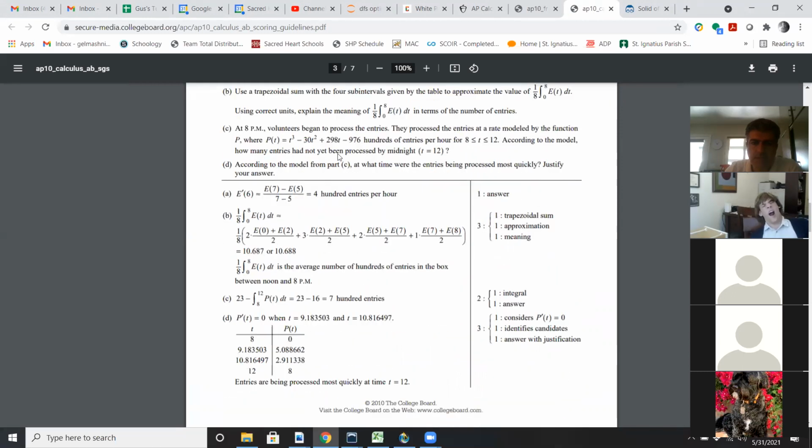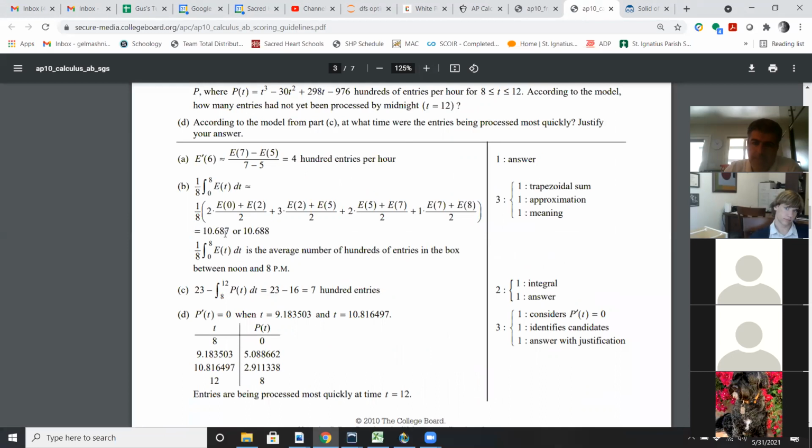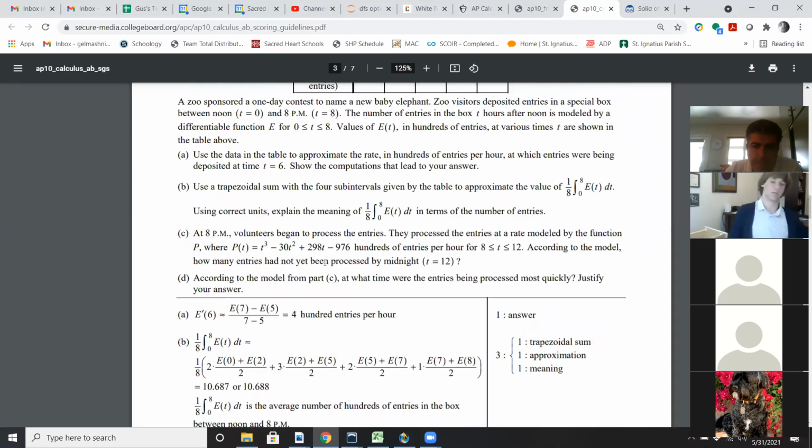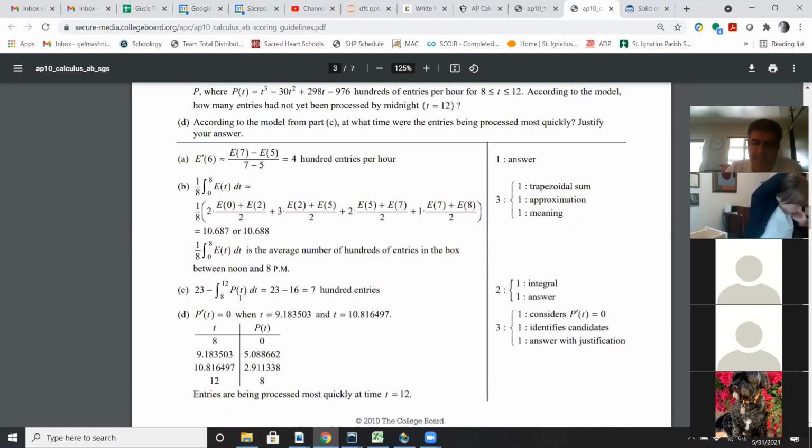Yeah, I see they just did the slope of the secant line for part A, so we're correct there. And then they just did the trapezoidal sum. They got the average number of hundreds of entries in the box between noon and 8 p.m., so at any given time is what we expect on average. Right, 23 minus, I did 2,300, so it'd be 700, but whatever. Actually, P of t is in terms of hundreds. Oh, it is, okay. So you want to be careful then. It'd be better to do 23 minus that and then interpret it in terms of hundreds.